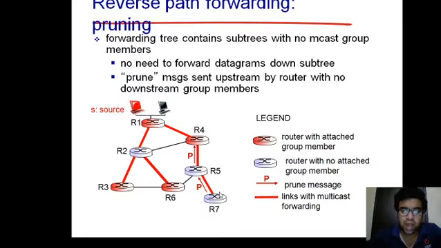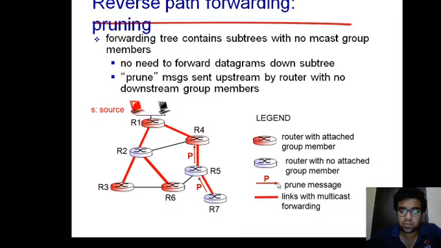So here you can see that in this particular network, this is a tree which we have formed, a source based tree. This is the source and it has created a tree for its group members. But unfortunately, this R7 router lost its group members, or there may be any reason that this R7 router doesn't have group members anymore. So R7 will send a prune message upstream, since it has no downstream group members. So R7 will send the information to R5.